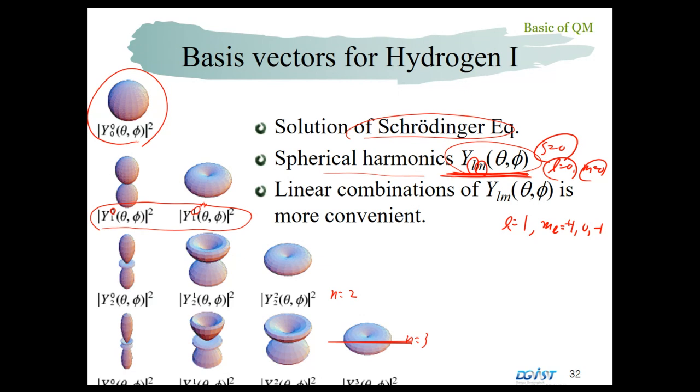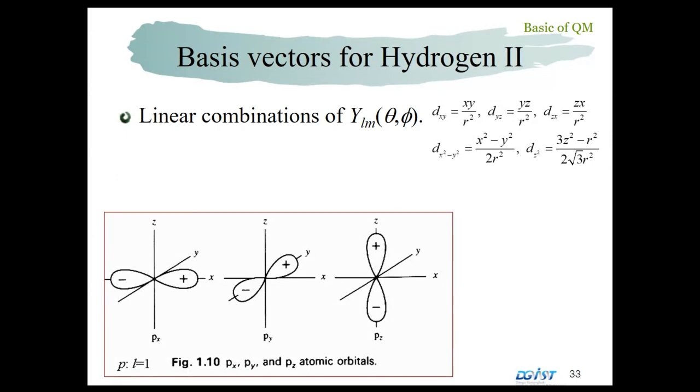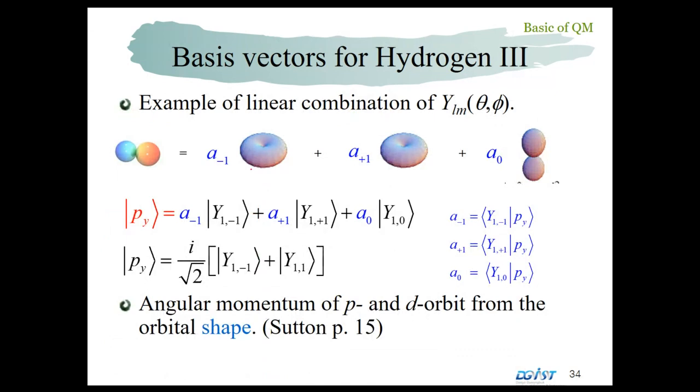And please remember that the shape of these orbitals is a little bit different from the Px, Py, and Pz. Why are they different? Because they are basically the same, but a different linear combination of basis vectors. Here, this is the P orbitals, and those are D orbitals. I want to recall this one again. And here, this is Y1 minus 1, Y1 plus 1, Y1 0 case.